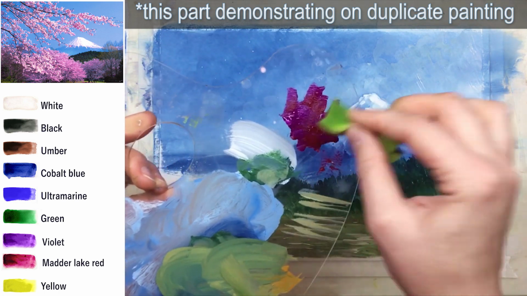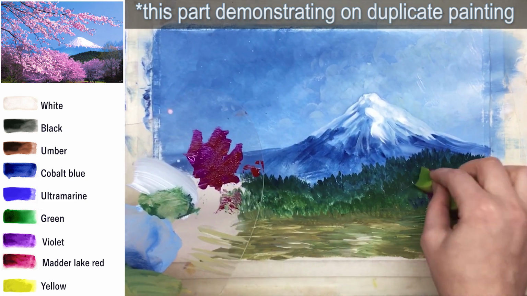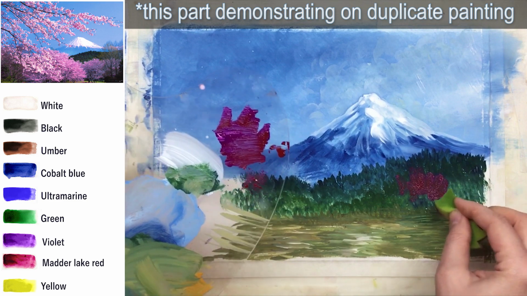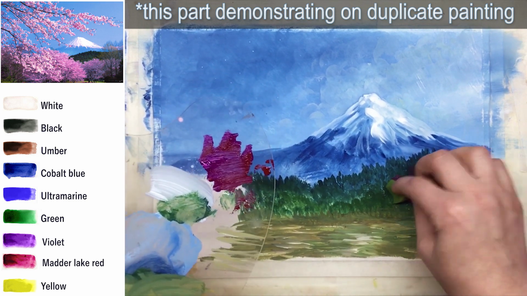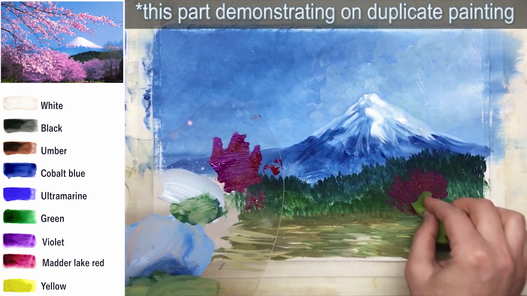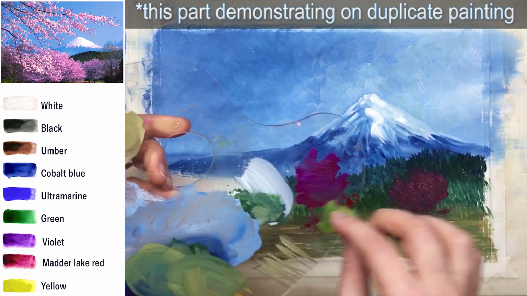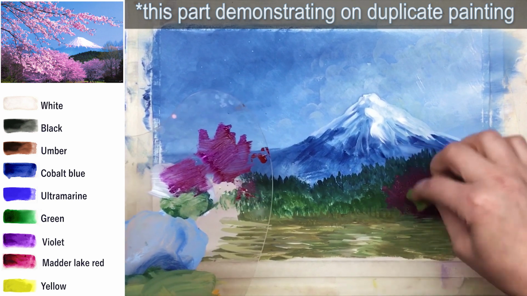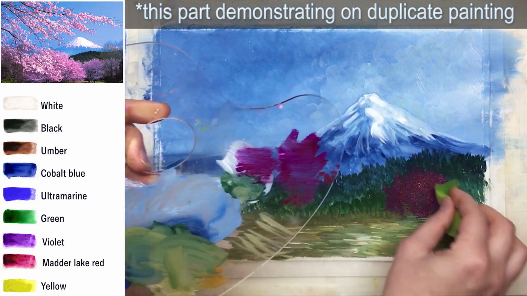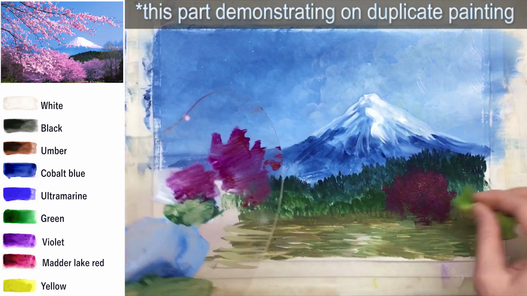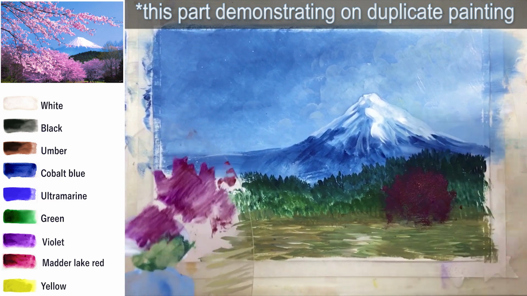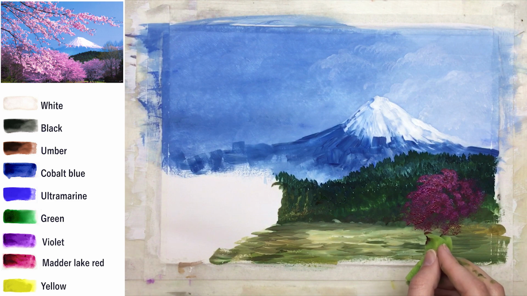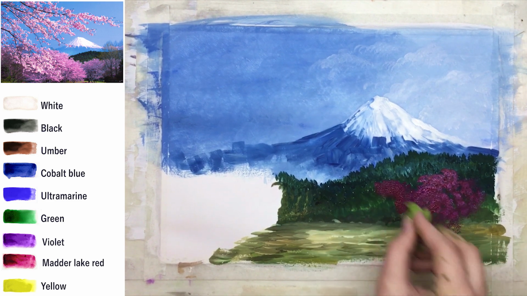I blended now two colors together. It's a light violet and a Madder Lake red. Just patting them a little bit together on the palette, and then I can apply this shade on my painting. Be sure the forest in the background is already completely dry, because now I can get back to my first painting.